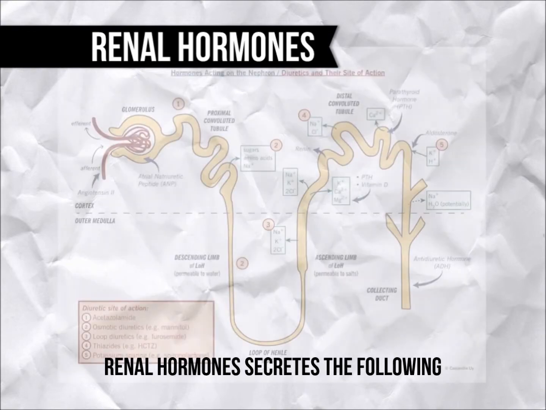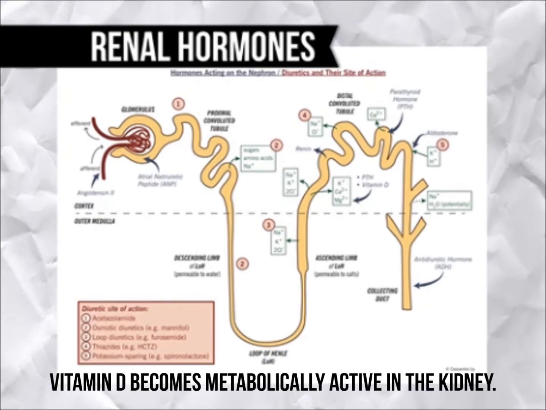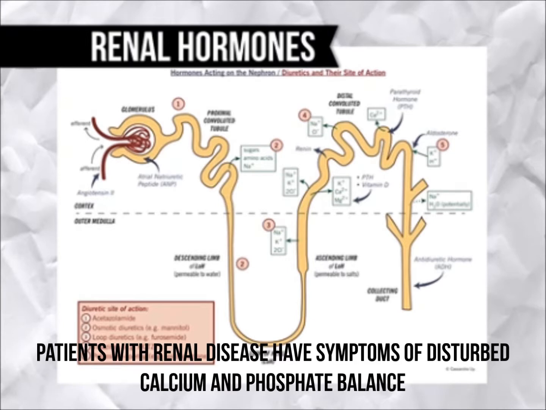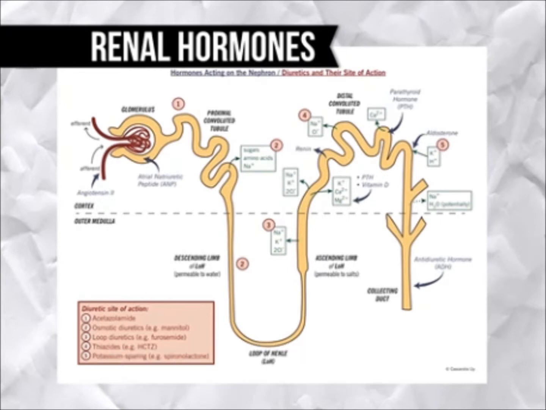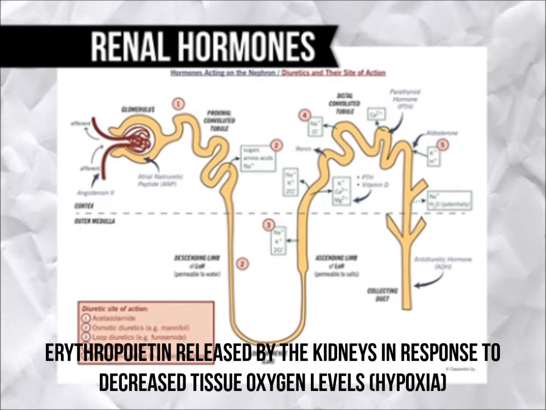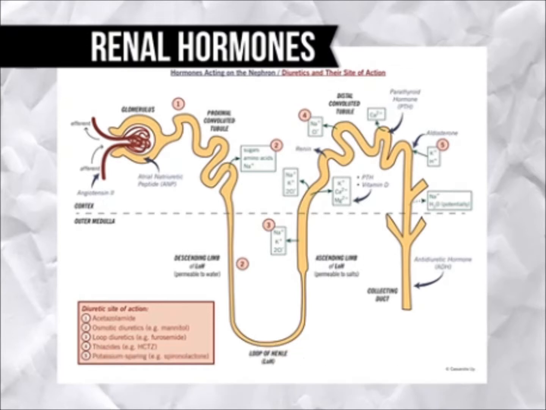Renal hormones. The kidneys secrete the following. First, vitamin D becomes metabolically active in the kidneys. Patients with renal disease have symptoms of disturbed calcium and phosphate balance. Second, erythropoietin, released by the kidneys in response to decreased tissue oxygen levels, or hypoxia.